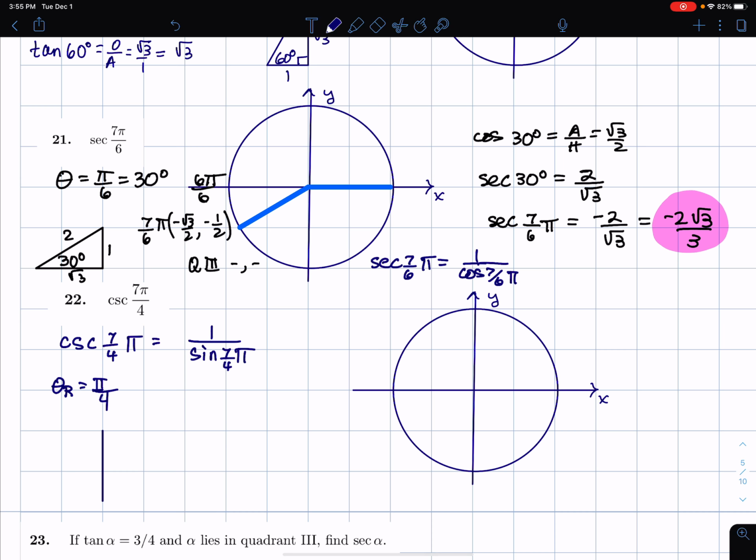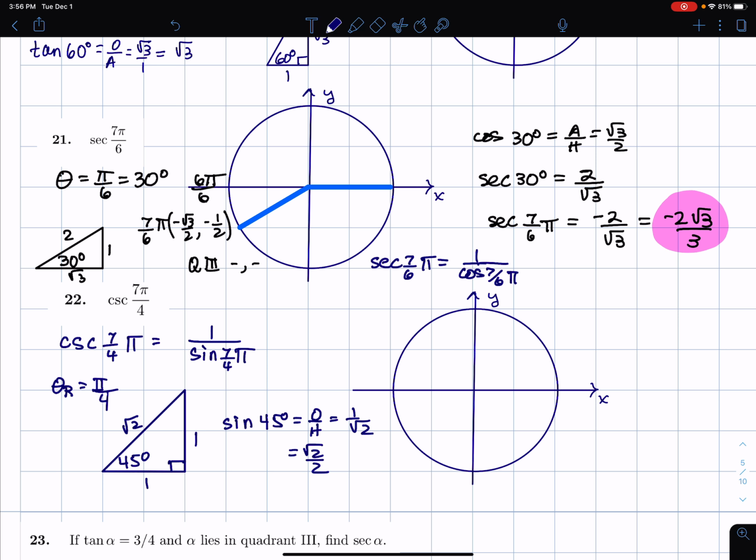This time I get to draw a different triangle, the 45-45-90 triangle, because pi over 4 in units of degrees is 45 degrees. I'll write this as 1, 1, and rad 2. That's something we memorize. And we'll get that sine of 45 degrees, which is sine of pi over 4, is opposite over hypotenuse, which is 1 over rad 2. It's traditional to write that as rad 2 over 2.